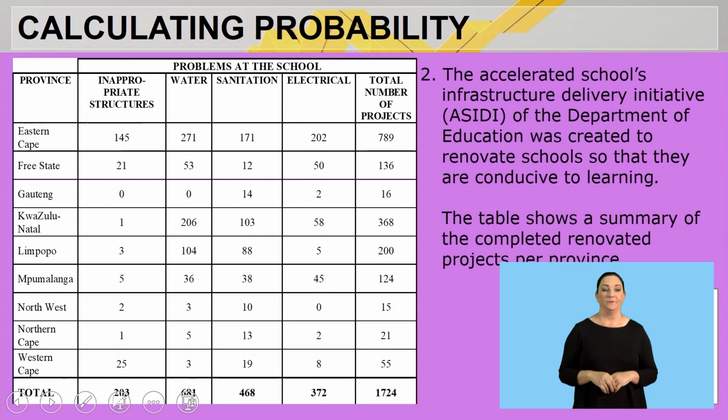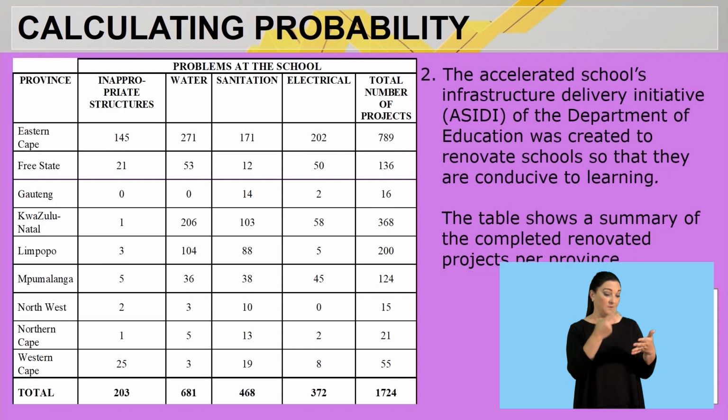Then we will now be moving to question number 2. At question number 2, the Accelerated Schools Infrastructure Delivery Initiative, the ASIDI, of the Department of Education was created to renovate schools so that they are conducive to learning. The table shows a summary of the completed renovated projects per province. Again, a lot of information is given, so let's always get familiar with and understand what your table or graph is all about.